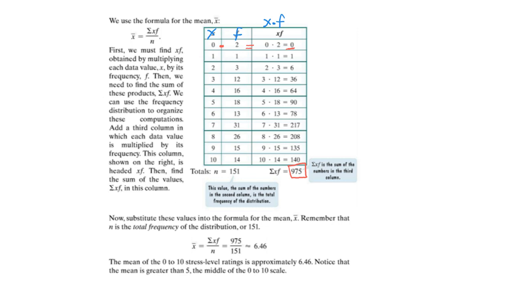Recall that when we add the frequency column all together, we will get n as our denominator. So when we find x bar, we take 975 divided by 151, and our outcome is going to be 6.46. So what they're saying is, for that stress level rating between 0 and 10, the mean rating is 6.46.